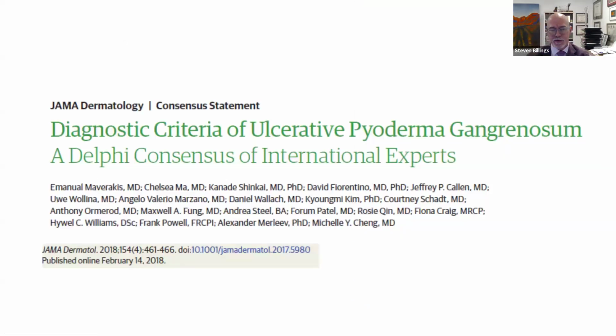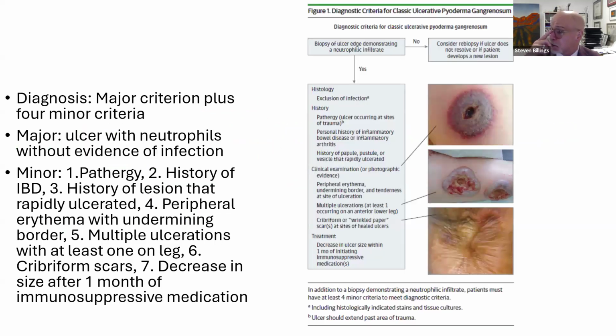Now, important to recognize that to make a diagnosis of pyoderma gangrenosum, yes, you need to have a biopsy-confirmed ulcer, but most of the diagnostic features rely on the clinical features, not the histopathologic features. So, summarizing this very nice paper that I refer to quite often in my practice, the Maverakis et al. paper from Delphi consensus for the diagnostic criteria for ulcerative pyoderma gangrenosum.